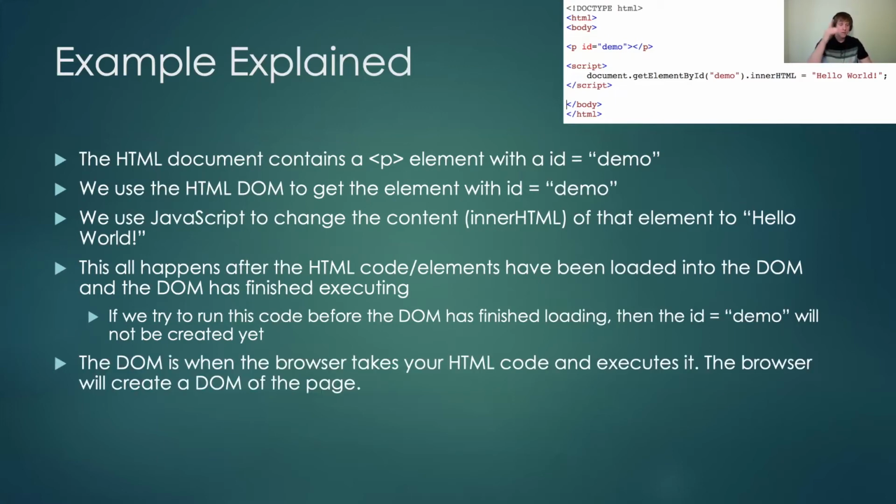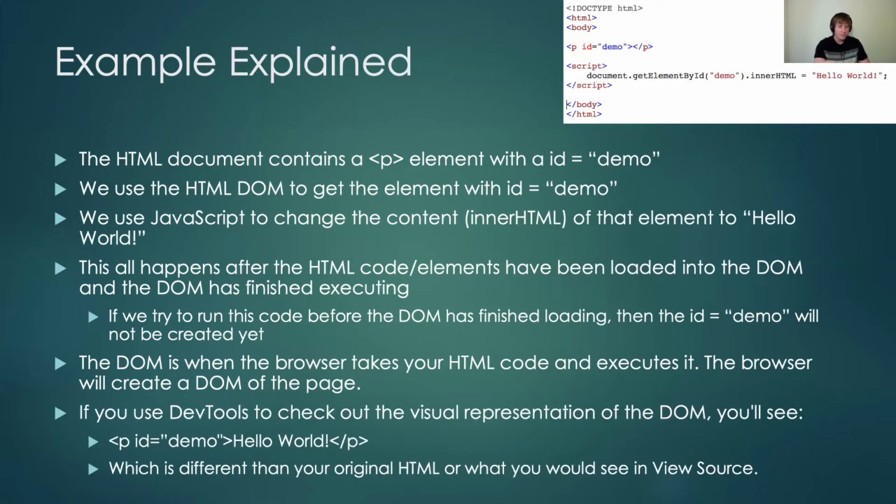Now the DOM is when the browser takes your HTML code and executes it. We also call it rendering. The browser is going to render your HTML code, and thus the browser will create a DOM, a document object model of the page. We have paragraph ID equal to demo, which is hello world. If you use the developer tools to check out a visual representation of the DOM, you're going to see paragraph ID equal to demo, hello world.